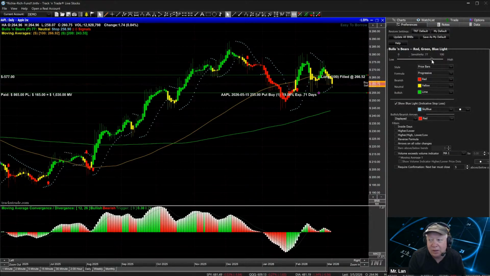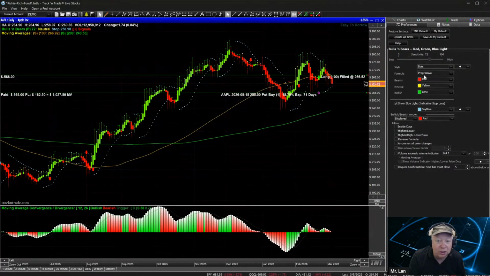I like 72. That's my favorite number to start with. Doesn't mean it has to stay at 72. Most of the time it does, actually. But I like 72, and then I like price bars. So we put it on the price bars. You can take it off the price bars and just have little red and green dots. So you don't have it changing the color of the price bars, because sometimes we just like to see red and green, right? First green candle, make a new high. That's a strategy.